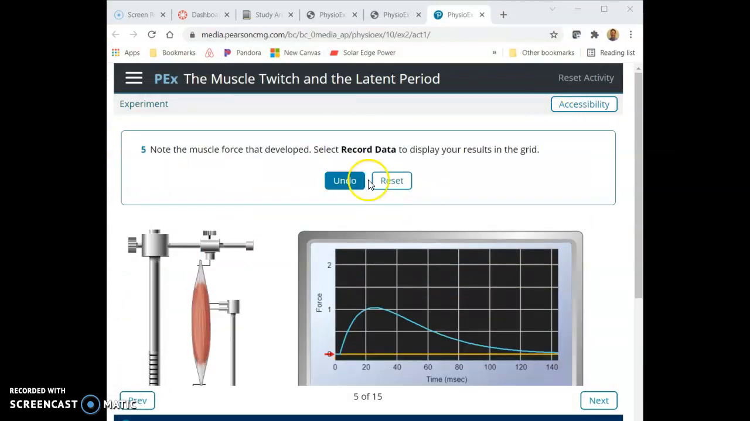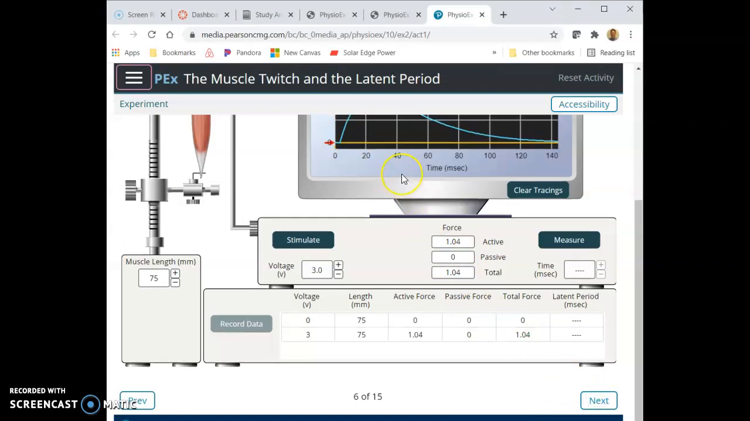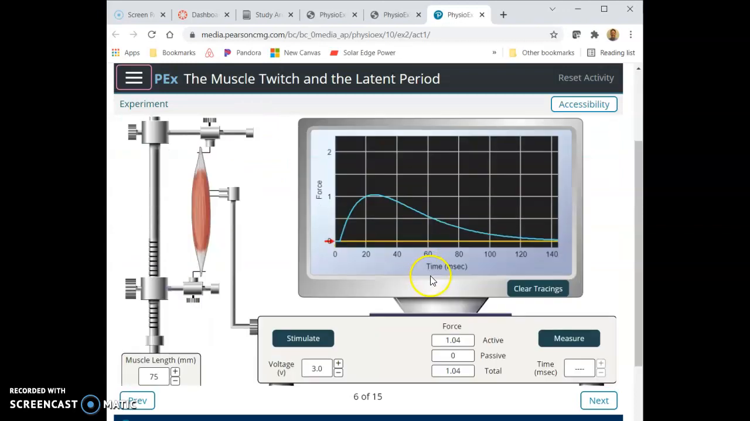So, but it doesn't say to measure latent period now, which I think you might think that there is none, but there really is one. It's right there between here and here. But anyway, it doesn't ask you to get it, so we'll wait on that. We'll hit next, select clear traces, move the tracings from the oscilloscope.